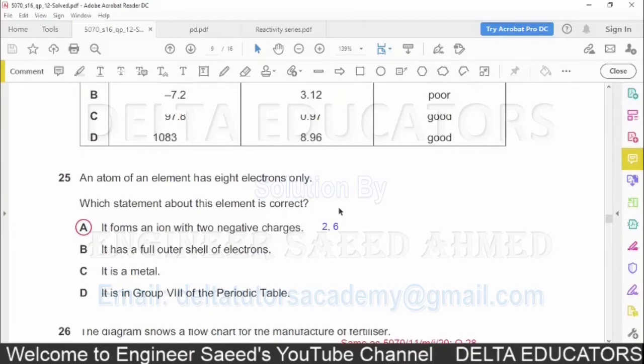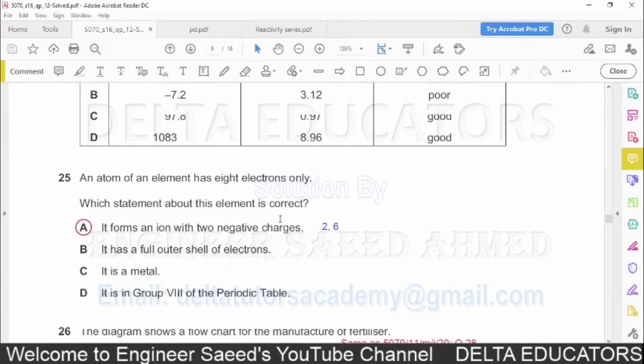Now all the elements need 8 electrons in the last orbital. So here this element needs 2 more electrons to complete its octet. So here this element will gain 2 electrons, and by gaining 2 electrons, 2 negative charges will be developed on this element. So here it forms an ion with 2 negative charges. So this option is correct.